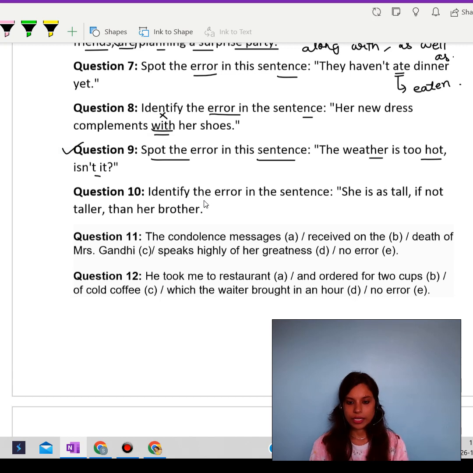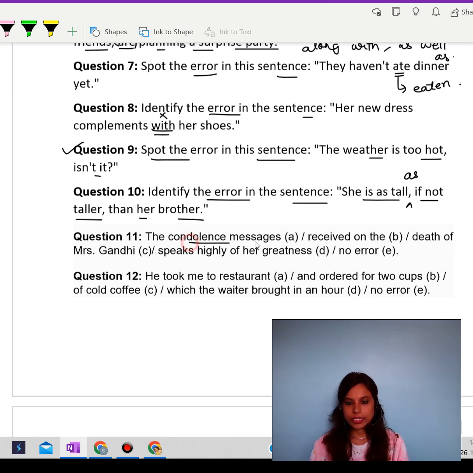Question 10. Identify the error in the sentence. She is as tall, if not taller, than her brother. She is as tall as, if not taller than her brother, would be correct. So just put as.